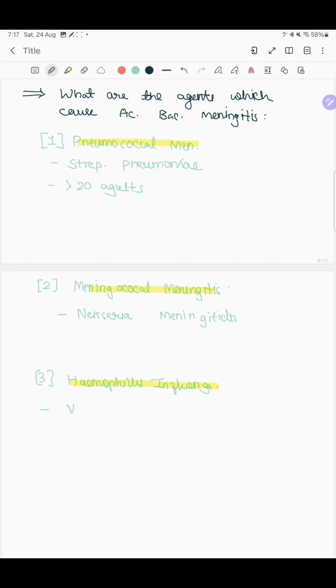Now chronic bacterial meningitis. When there are CSF abnormalities which are present for more than 4 weeks, it leads to chronic bacterial meningitis.